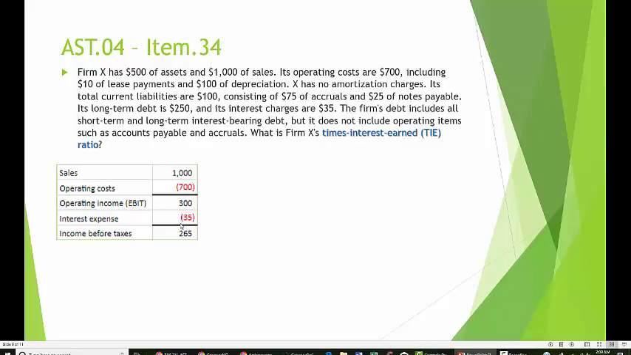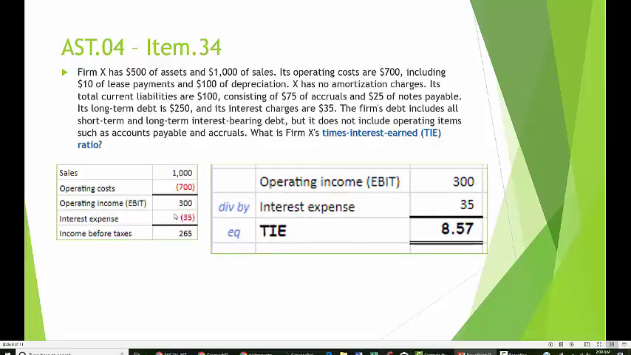And bankers at a minimum would like to see a times interest earned of about 6 times, depending on the industry, meaning they would like to see $6 of operating income for each $1 of interest. So times interest earned would be the operating income of $300 divided by interest expense of $35 to get times interest earned of 8.57. This says that the company generates $8.50 of EBIT for every $1 of interest expense. That's a pretty good interest coverage rate.